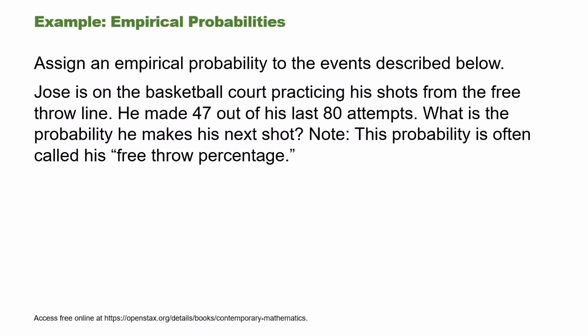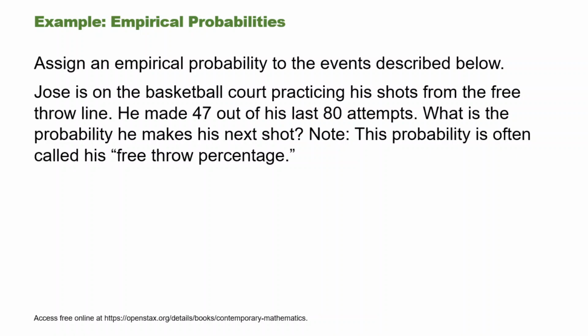Example, empirical probabilities. Assign an empirical probability to the events described below. Jose is on the basketball court practicing his shots from the free throw line. He made 47 out of his last 80 attempts. What is the probability he makes his next shot? Now notice this probability is often called his free throw percentage.